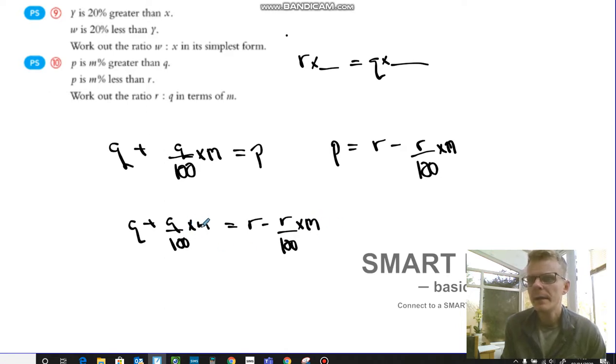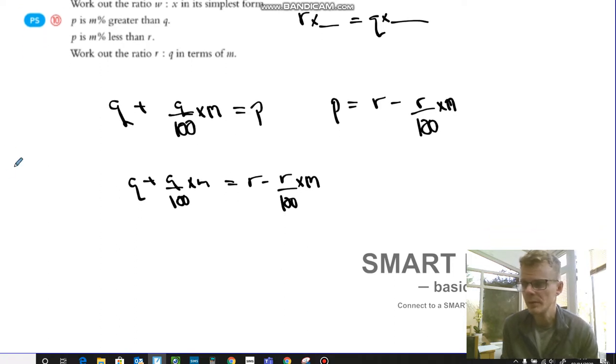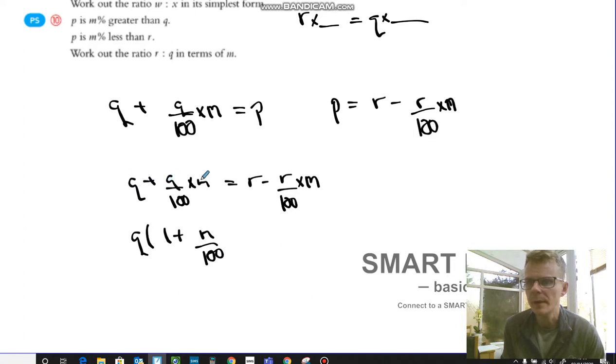And then ideally, going back to this idea, we want r times something and q times something. Because we've got those multiplications, then we can find that ratio equivalence. So we can get that by factorising out q. So we get q and then 1 plus m over 100. So q is times 1 here and times m over 100 here. Think of this as m over 1. So I'm just taking out that q, and you'd be left with 1 times m and then 100 times 1, so you get m over 100. And then this would be equal to r, and same trick again here, 1 minus m over 100.